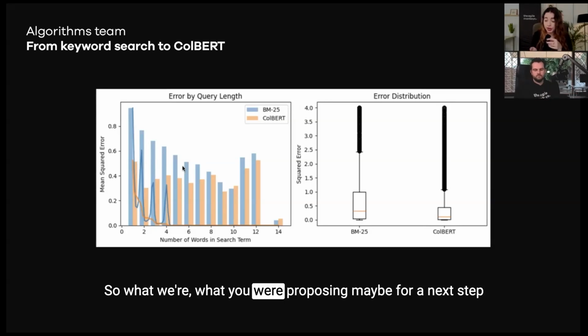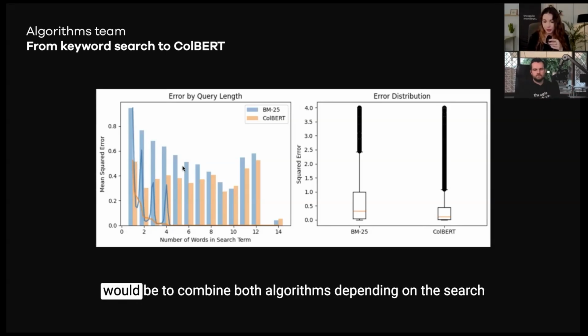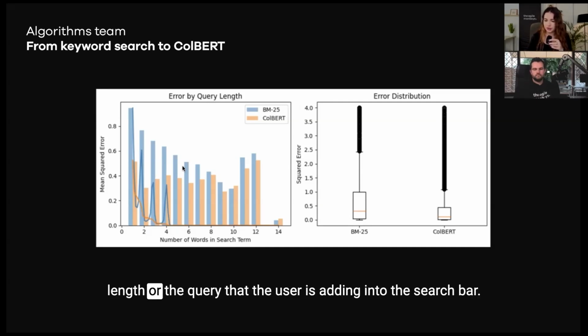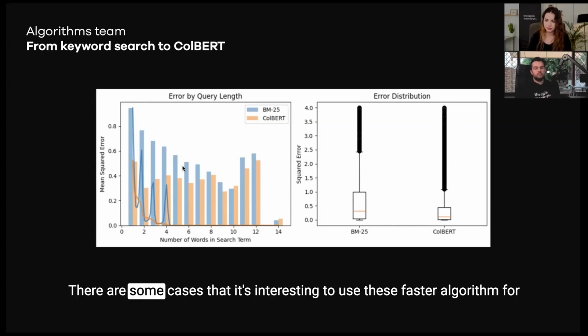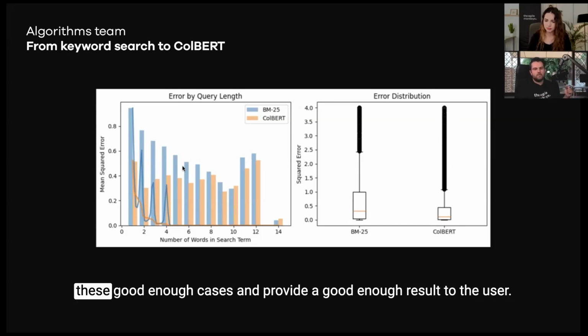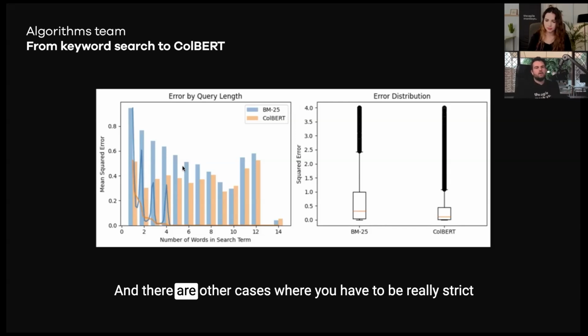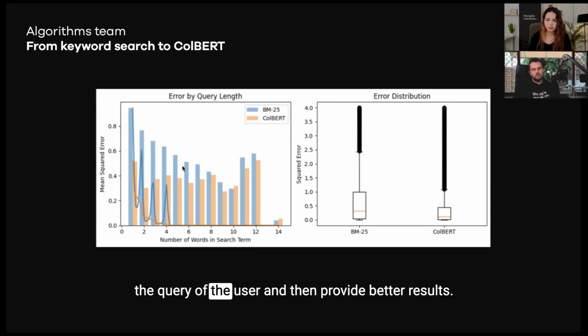So what you are proposing, maybe for a next step, would be to combine both algorithms depending on the search length or the query that the user is adding into the search bar. Yeah, there are some cases where it's interesting to use this faster algorithm for these good enough cases and provide an adequate result to the user. And there are other cases where you have to be really strict and you would prefer to spend a bit more time processing the query of the user and then provide better results.